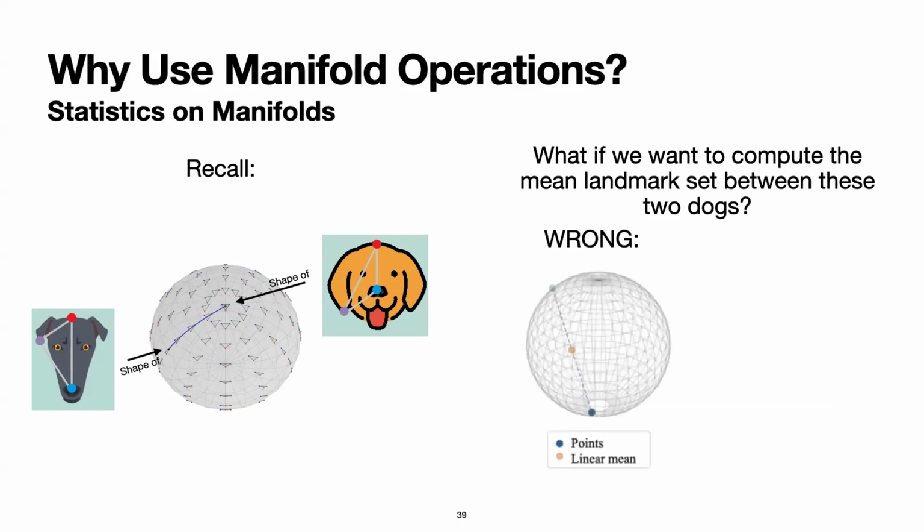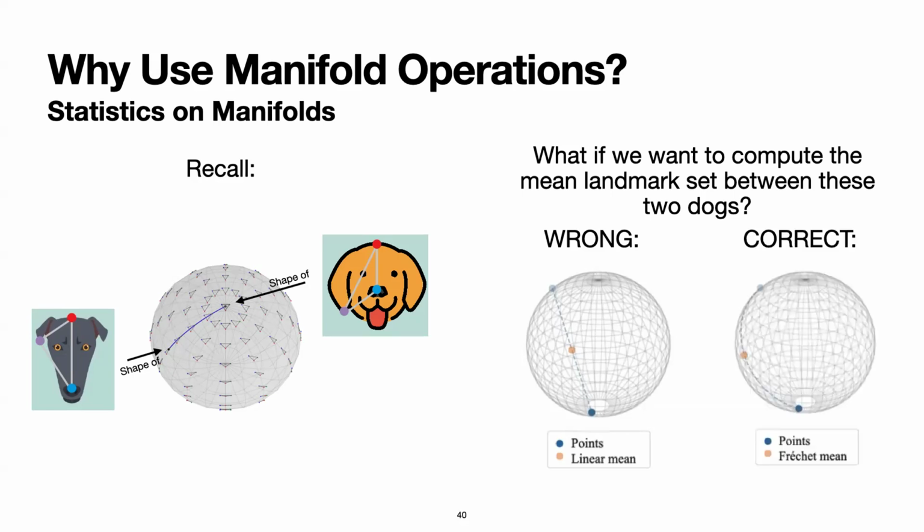The wrong way to do this would be to just compute the linear mean, because the result would not be a landmark set shape because it doesn't follow the manifold. So we have to use manifold operations to compute the Frechet mean, which is essentially the manifold mean. So it'll give you the mean point that actually lies on the manifold. Okay.